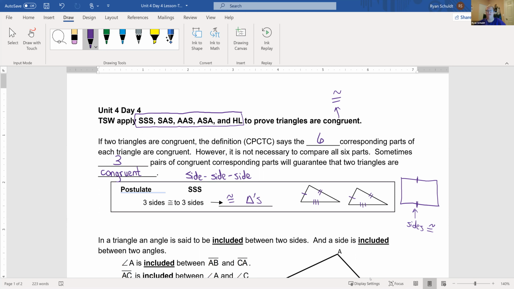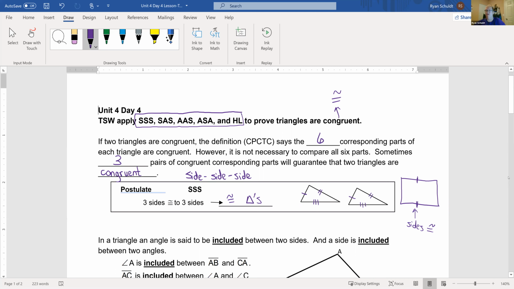All we needed were 3 sides. That's it. And we said, oh, okay, they're congruent. We don't care about the angles. All the sides are the same. That means they have to be congruent. Case closed. On to the next.